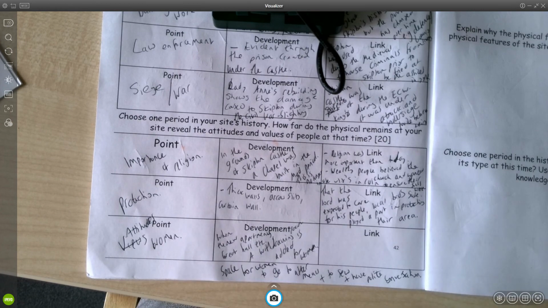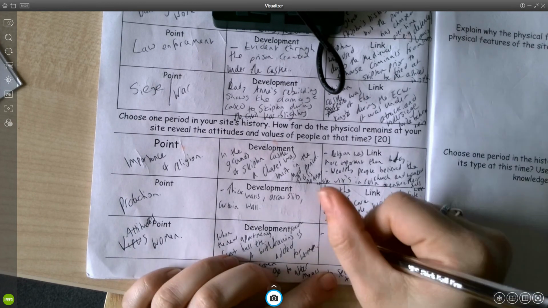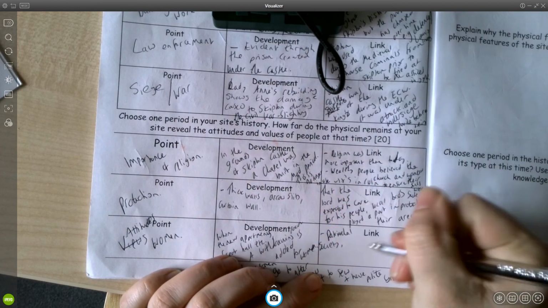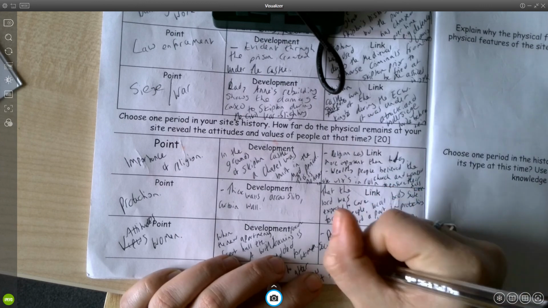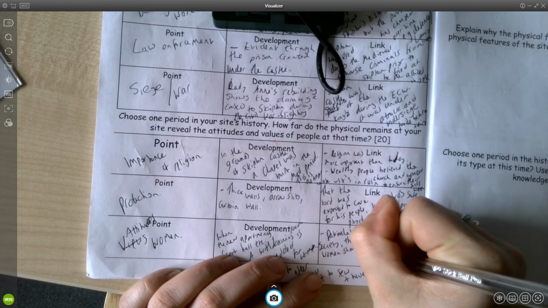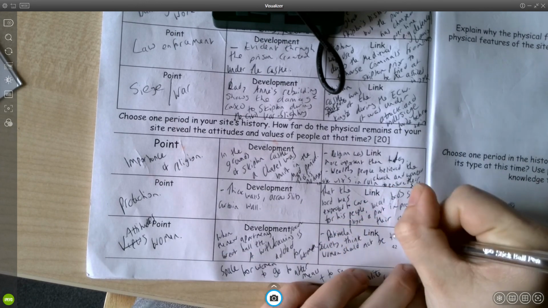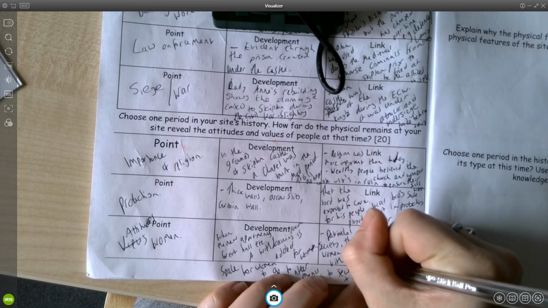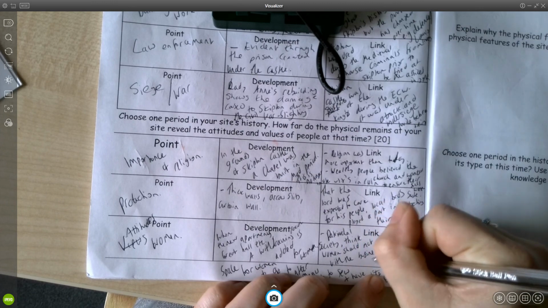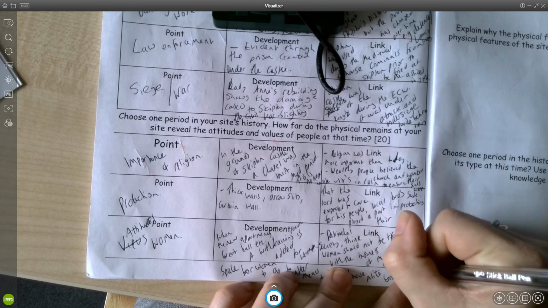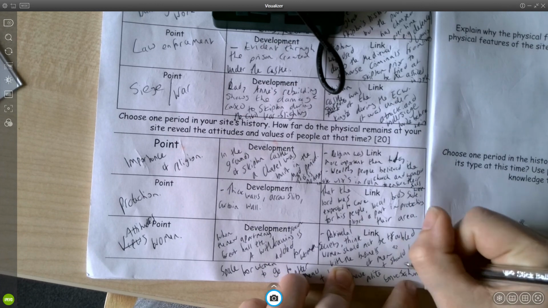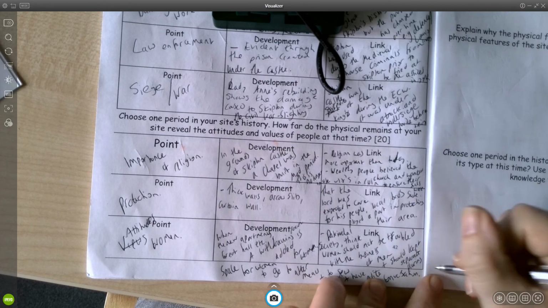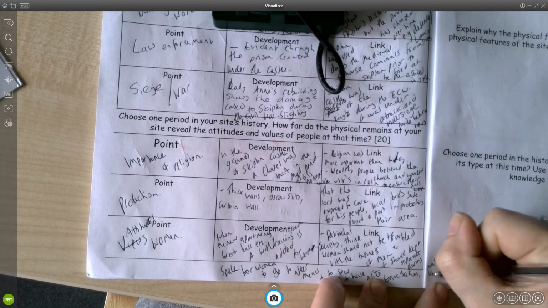What does this tell us about medieval attitudes to women? Well, it tells us that it's definitely a patriarchal society. They think women should not be troubled with the business of men, and should be kept separate during male conversations.